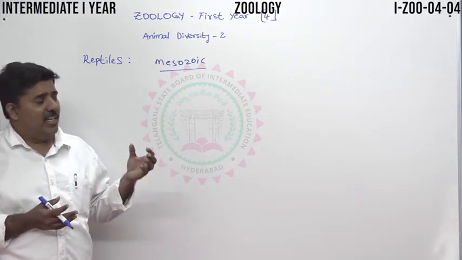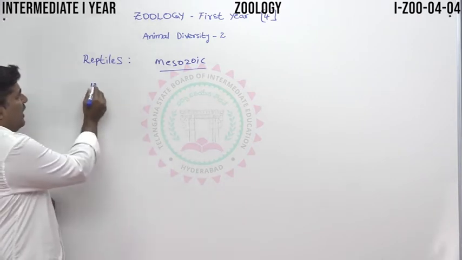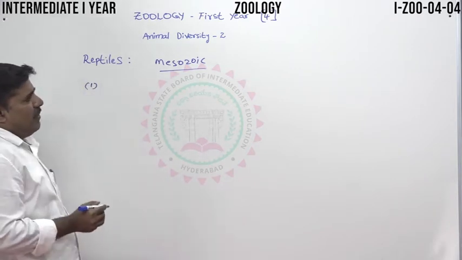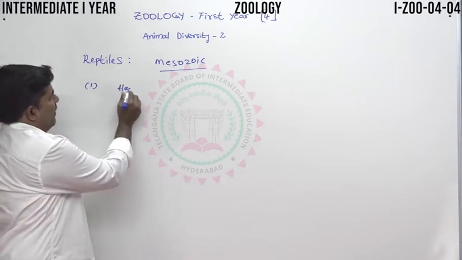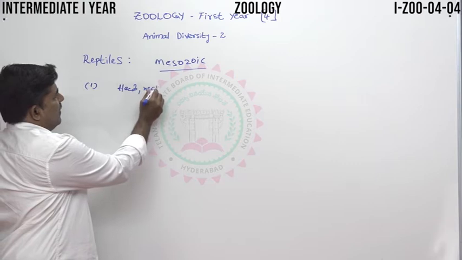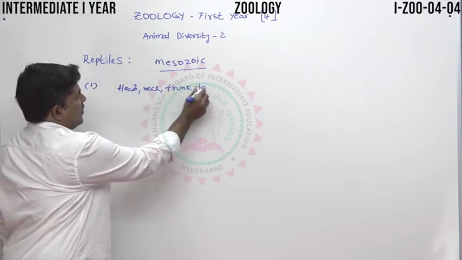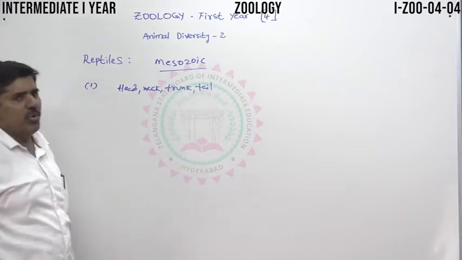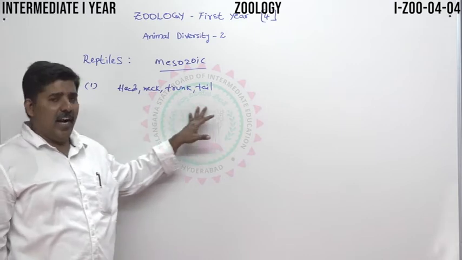So some of the general characters we can discuss here. First one, the body. The body can be divided into four parts. That is called head, neck, trunk, and tail. So the body is divided into four parts: head, neck, trunk, and tail.